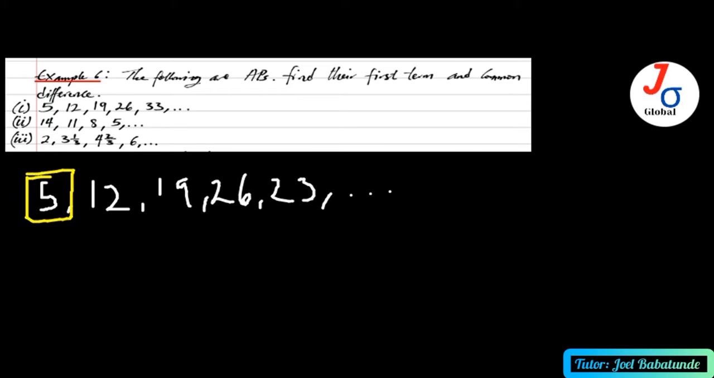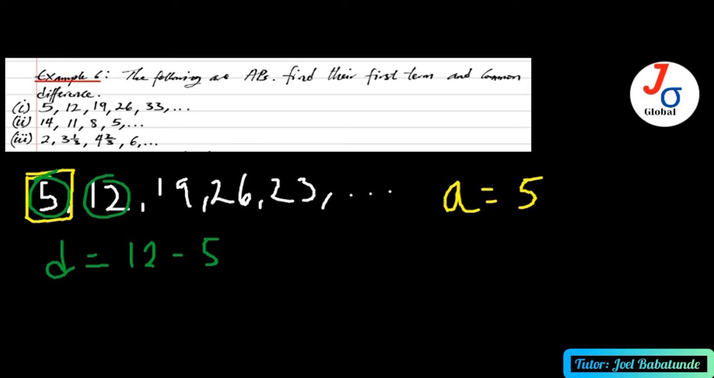Okay. All right, so the first one we're going to identify is the first term. So this is the first term. That's the first number that shows up, and this is our A. Our A is equal to 5. Then we're also asked to find our common difference, which is the D. In this case, D is going to be 12 minus 5, and 12 minus 5 is 7.